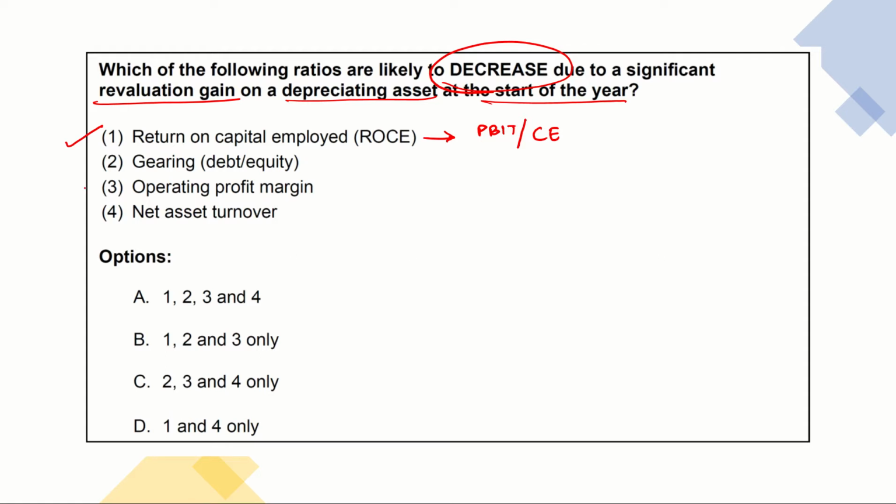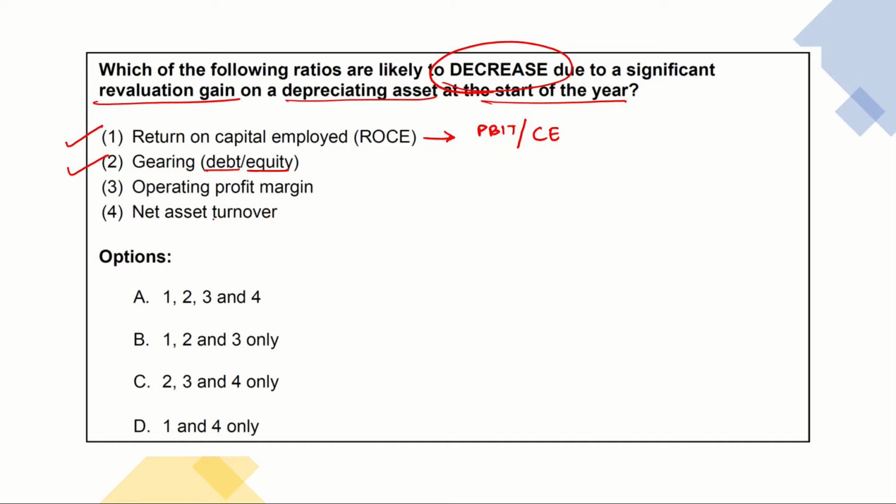The second one is gearing. And again, guys, as the formula is suggesting, debt over equity. Now, think of this: the debt remains the same. Debt is not changing, but the equity is going up. Why is the equity going up? Because my revaluation gain would be recorded in the equity section of my balance sheet. And again, for the same reason, when the equity goes up, the denominator is increasing and the numerator remains the same. The gearing is going to drop because the overall proportion of debt is going to dilute in the overall capital structure of the business.